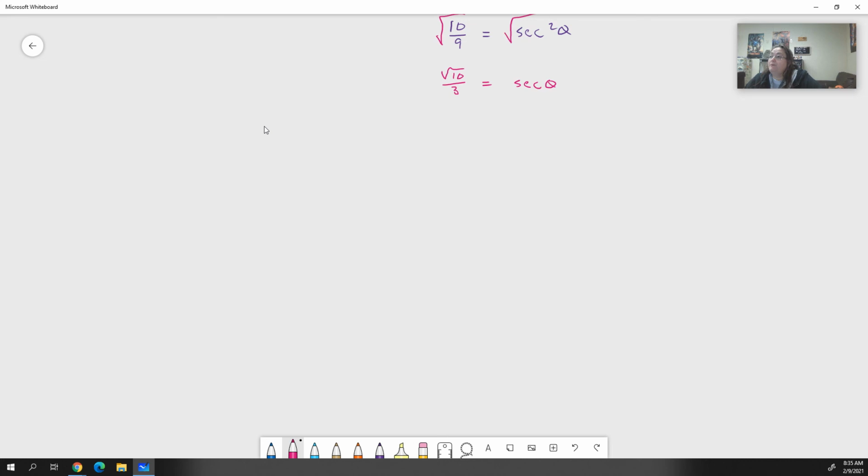Using trig identities, use trig identities to transform the left to the right.